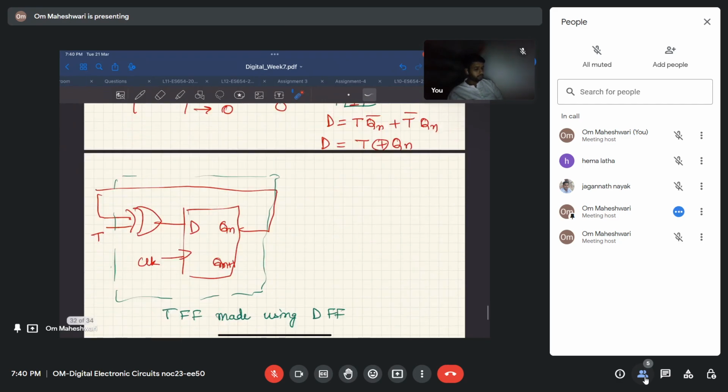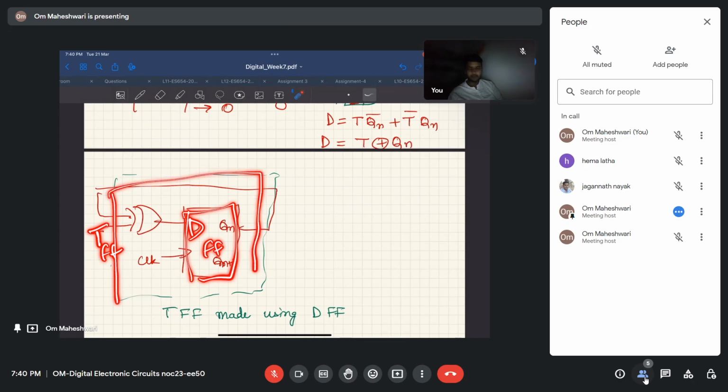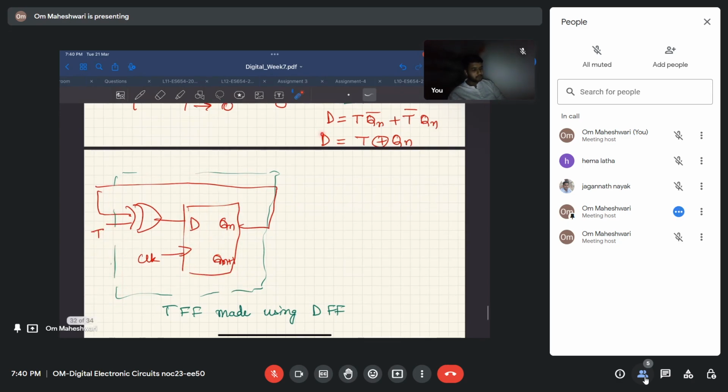So lastly, I just made the circuit. How you will make this is what you wanted, right? You wanted to make a T flip-flop using a D flip-flop. The D flip-flop I already have. I wanted to make a T flip-flop from that. So I was getting Qn.